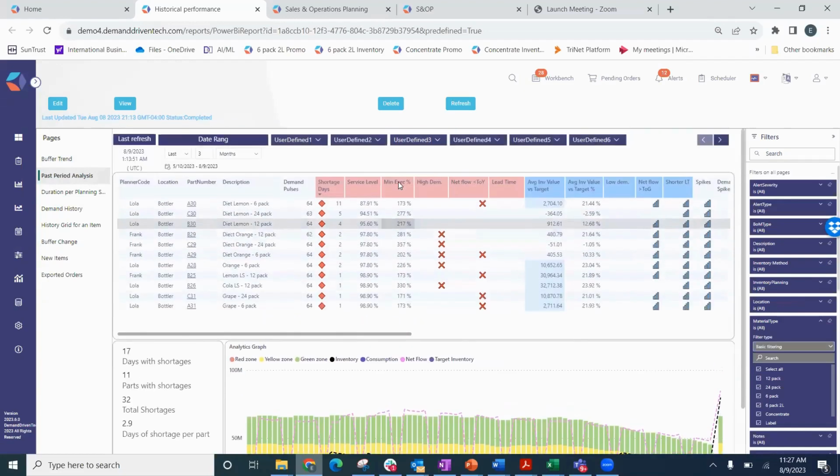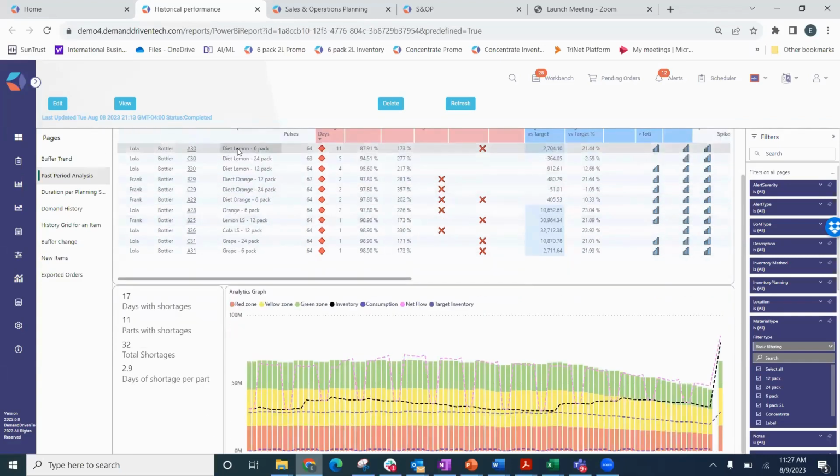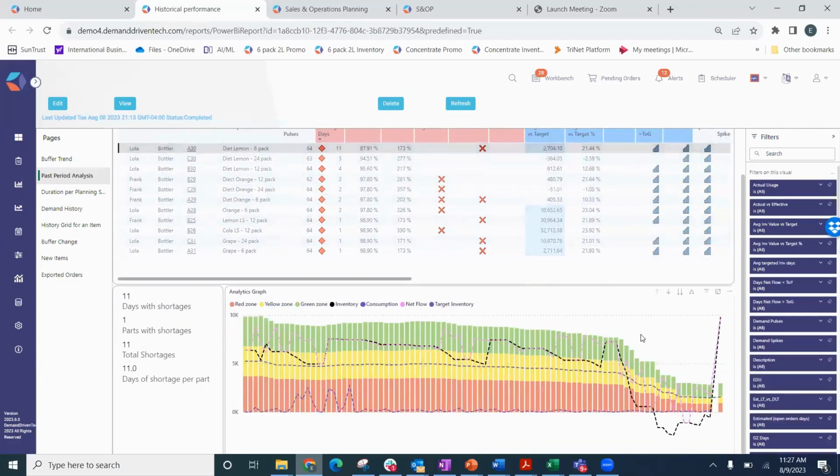What we're looking at here is a report that looks at where did we have exposures. In this case, we've got some SKUs that during their historical performance had days of shortage. And you can see here that first one, Diet Lemon, had 11 days of stock out. If we then select that item, our report will show that, hey, something happened here.